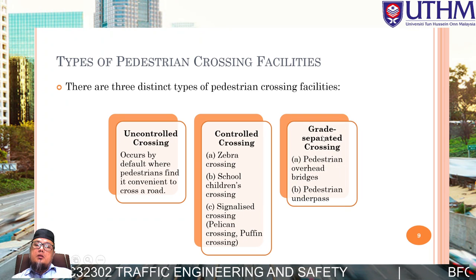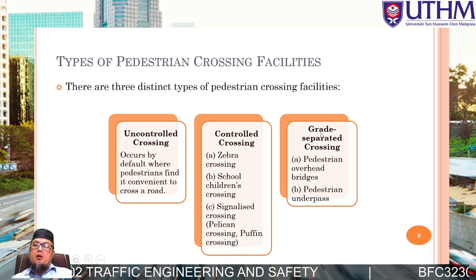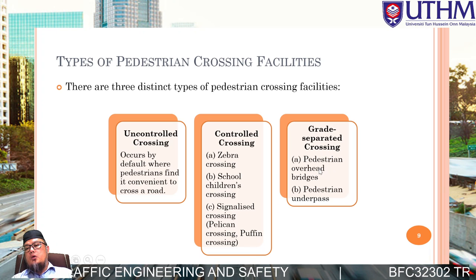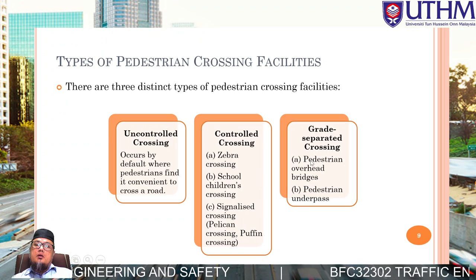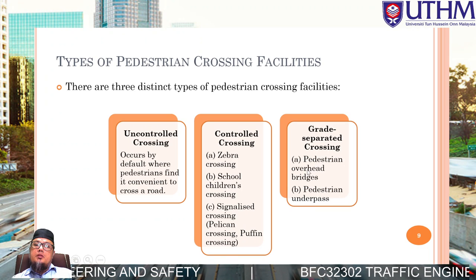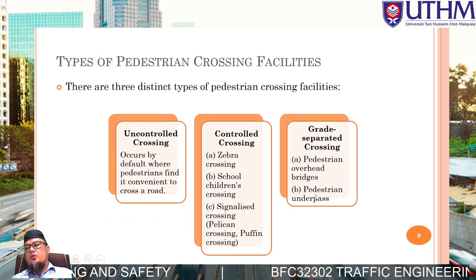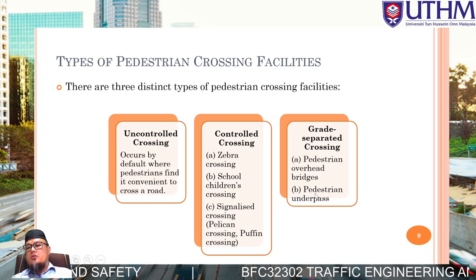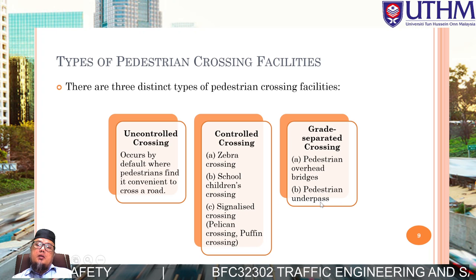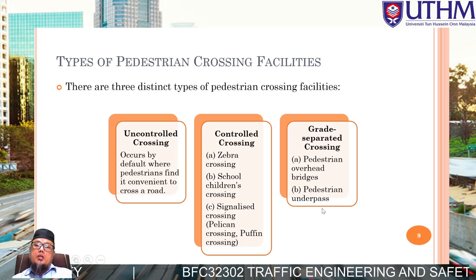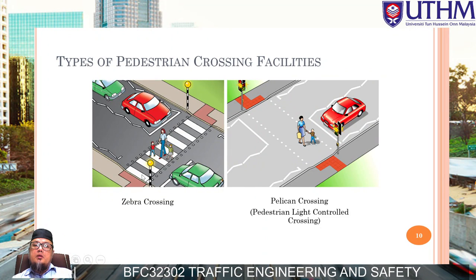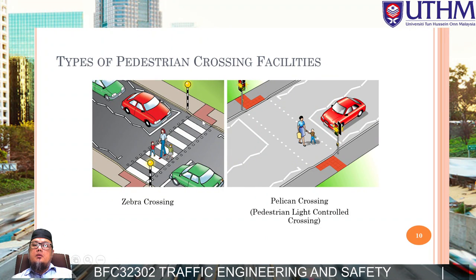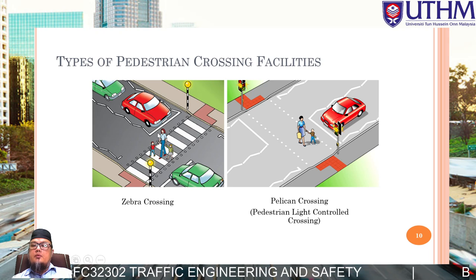Okay, the third category, grade separated crossing, which is where we construct a structure of bridges. We can use typical overhead bridges, and we can also construct an underpass. Underpass crossing is like a small tunnel. Okay, this one is the common zebra crossing to provide an area for pedestrians to cross.